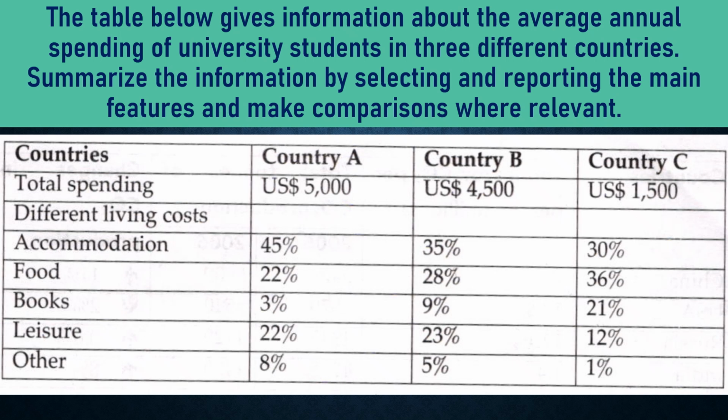Then in the third paragraph, you would compare students of country B and C, their spending with the students of country A. And in the final, fourth paragraph, you would write a conclusion. You would conclude your findings with comparisons where relevant. But you would write only the facts, not your personal opinions or anything else.